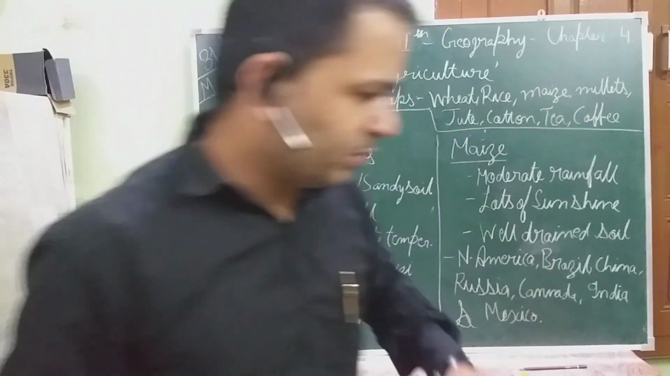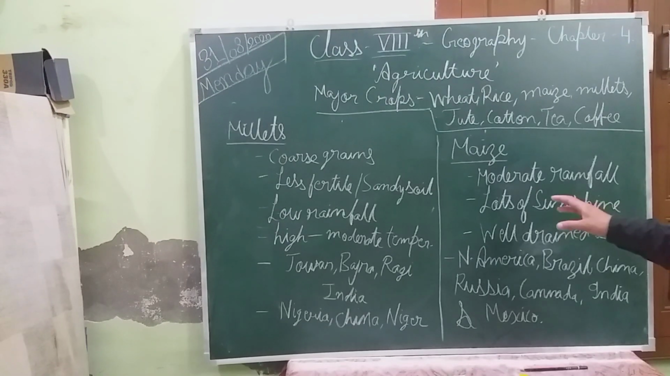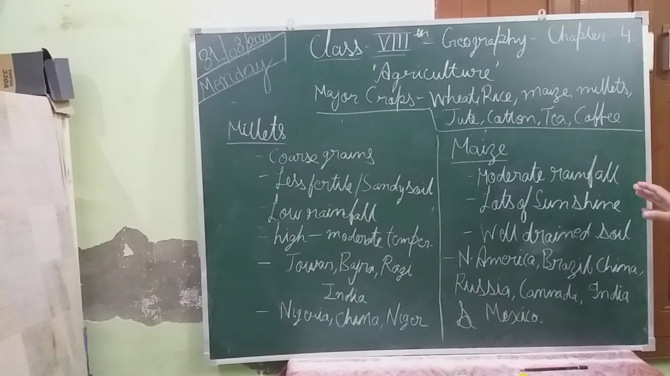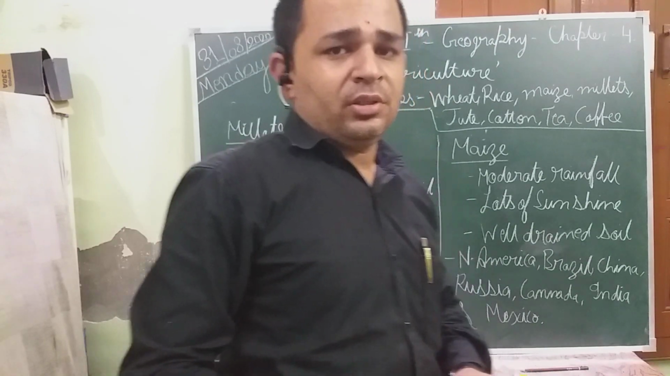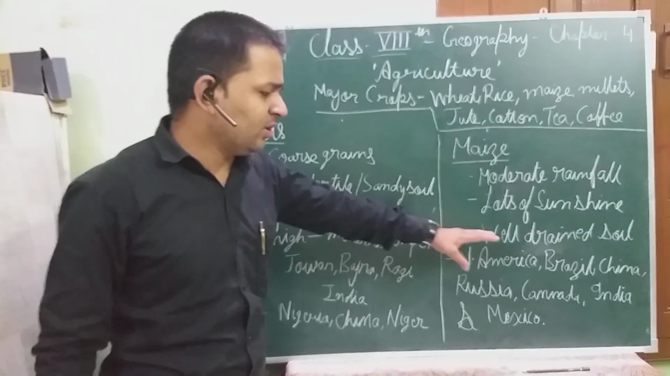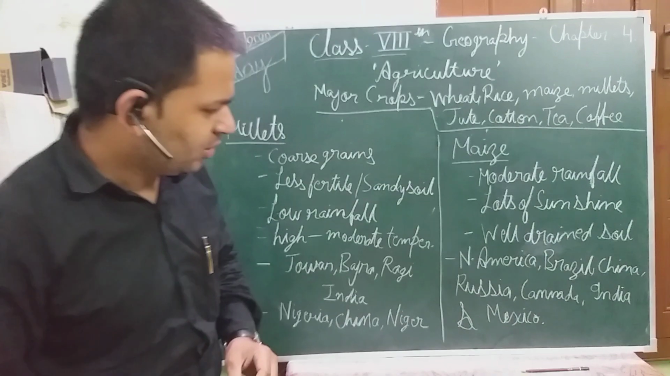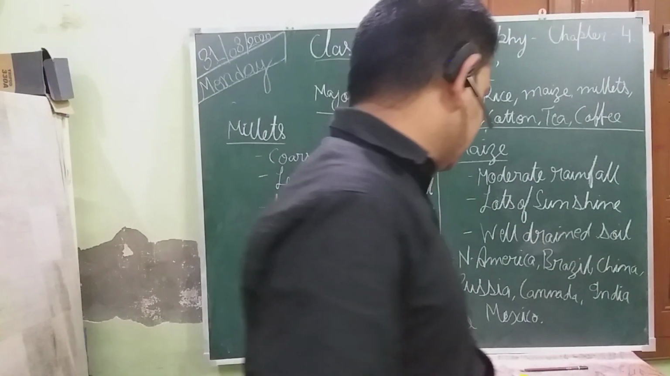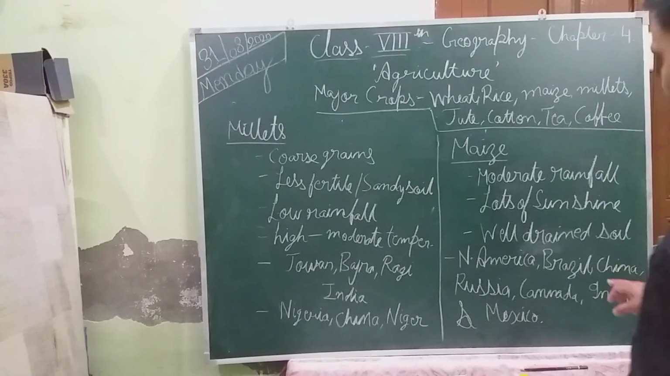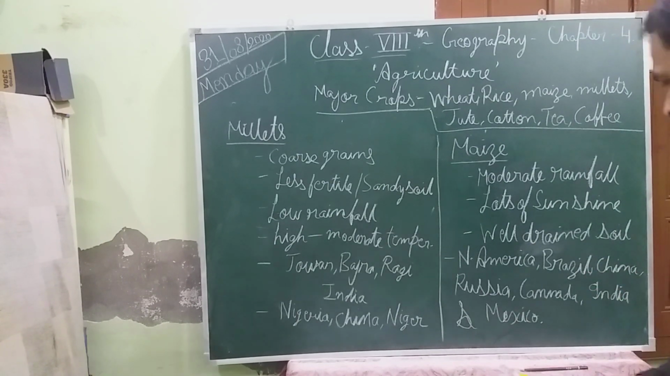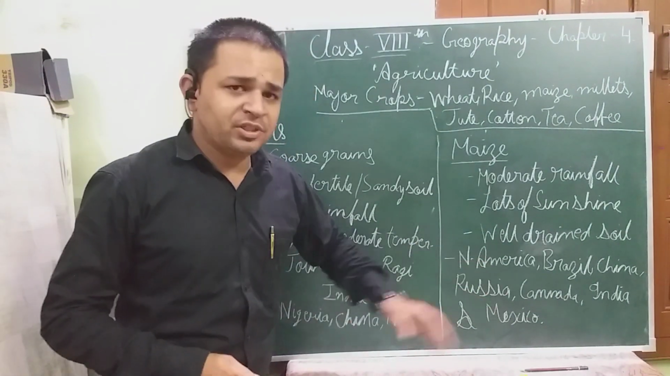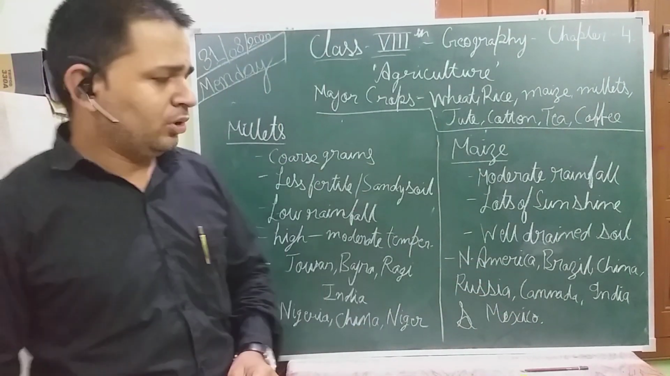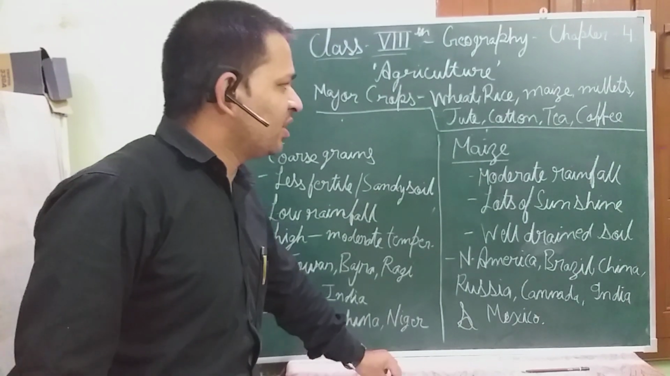Let's move to another crop, that is maize. Maize requires moderate rainfall. It also requires lots of sunshine, and it needs a well-drained, fertile soil. Well-drained means having enough quantity of water in it. The countries which grow maize in surplus are North America, Brazil, China, Russia, Canada, of course India, our country, and Mexico. So this was about millets and maize.